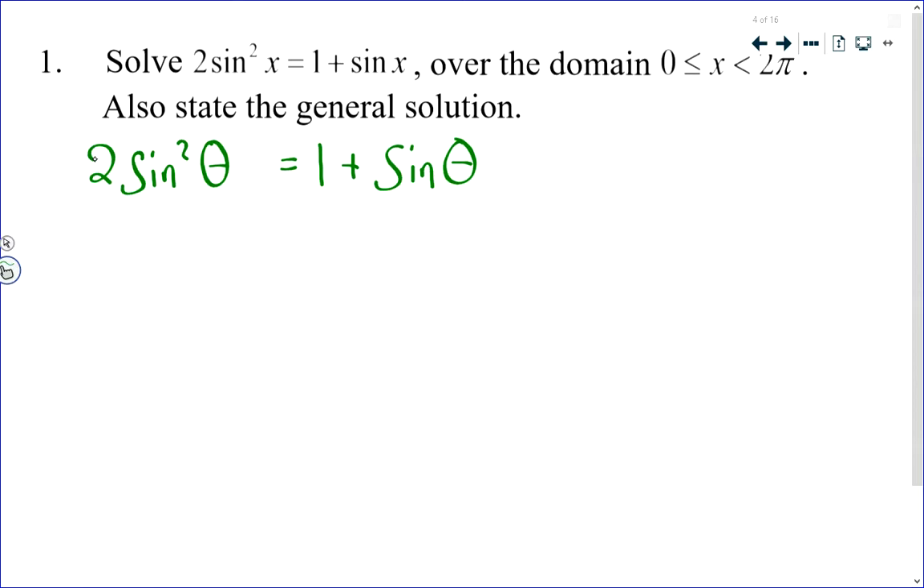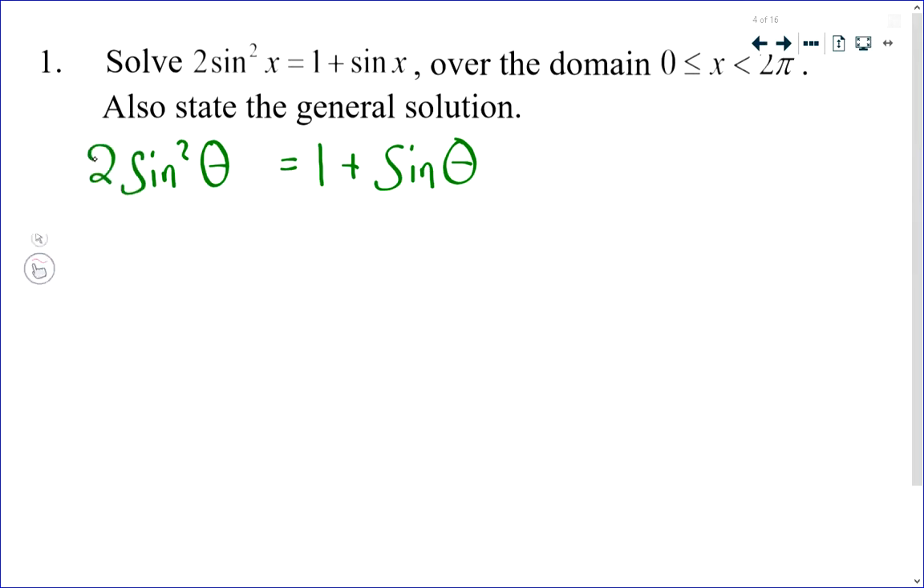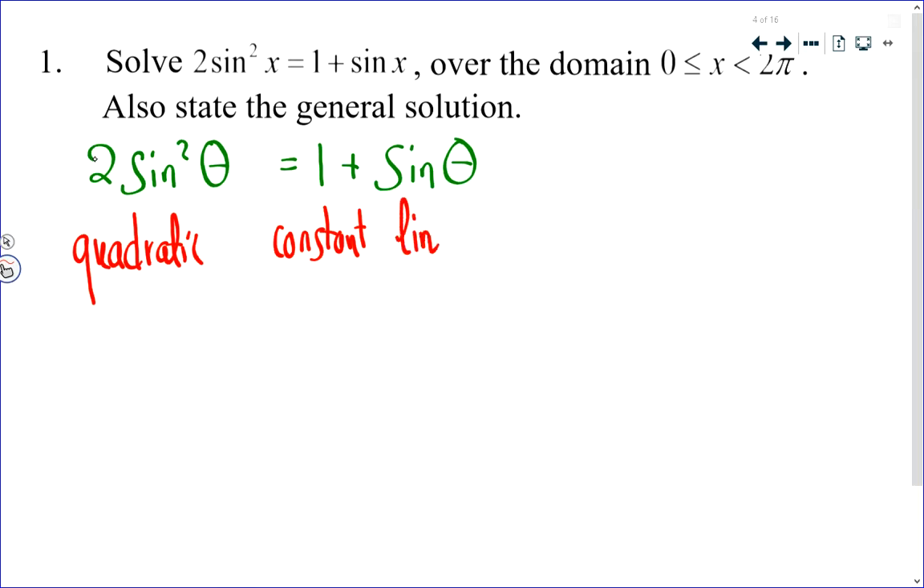So this is trigonometric. It contains trigonometric ratios, and it's quadratic. This term, this will become important in a little bit. This term is a quadratic term. This term that's the number 1 is called a constant term. And the sine of theta is a linear term.